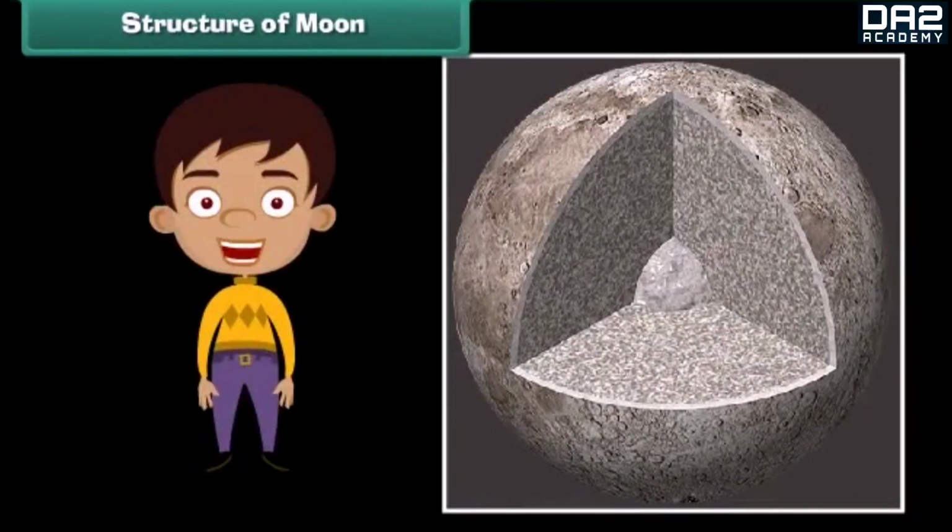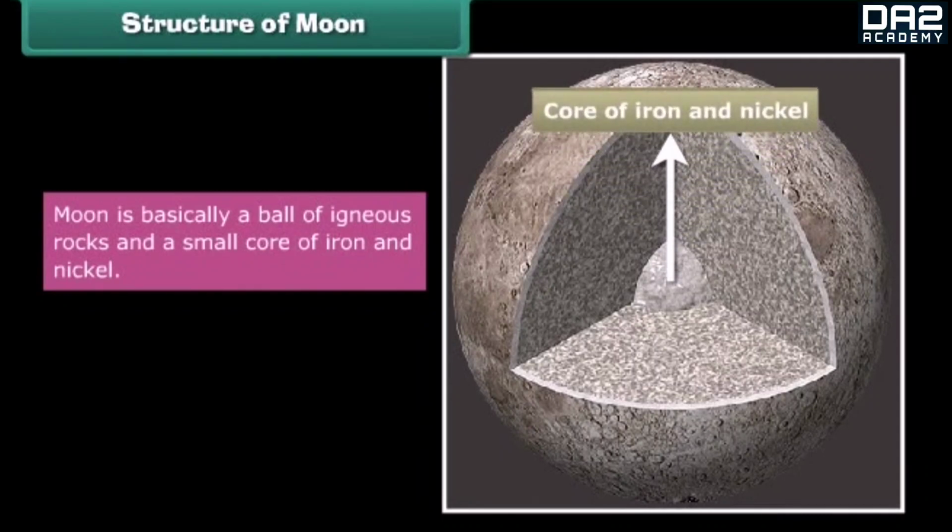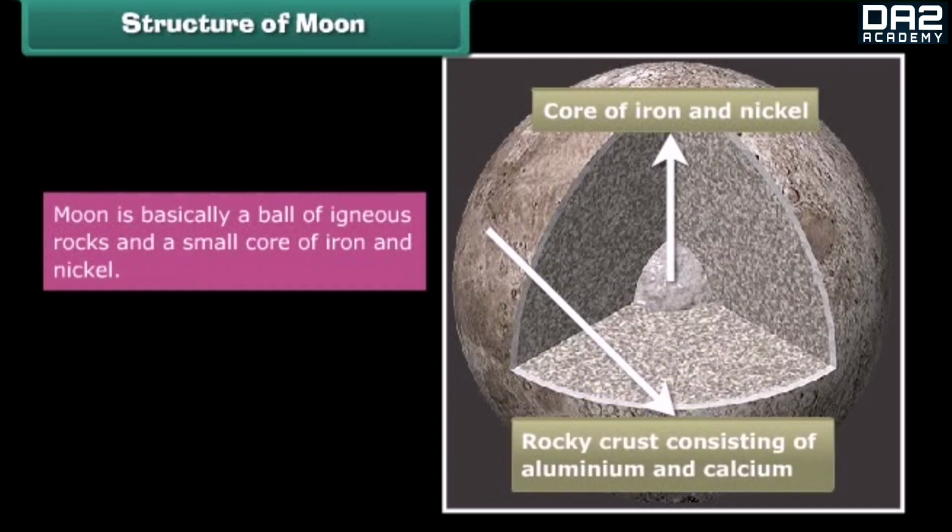Hey, have a look at the interior of the moon. Moon is basically a ball of igneous rocks and a small core of iron and nickel, and there is a rocky crust consisting of aluminium and calcium.